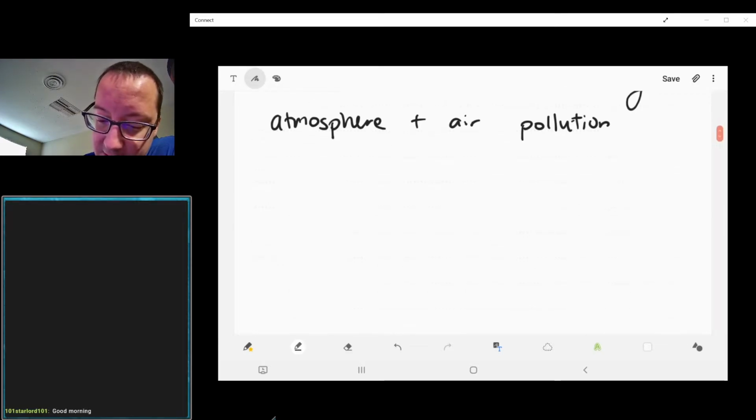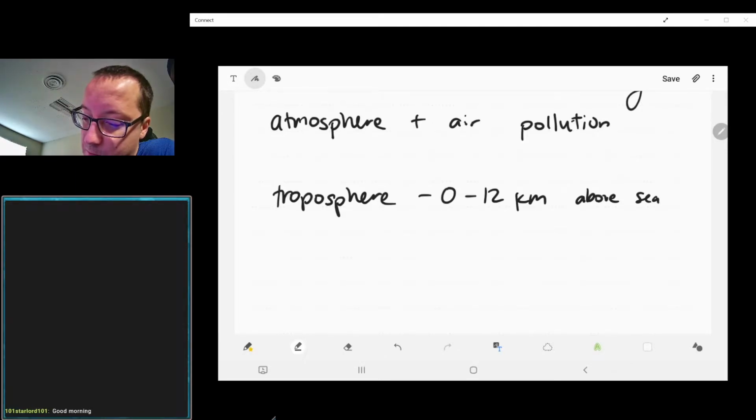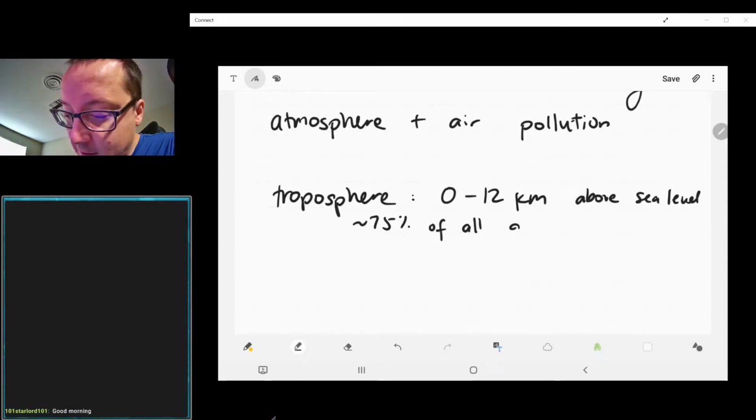There's actually different layers of the atmosphere. We live in the troposphere. That is somewhere between 0 and about 12 kilometers above the Earth's surface. This is where we live. We live in this particular section of the atmosphere. And we're going to see that most of the gas particles in the atmosphere are located in this layer. Roughly about 75% of all gases are here, as well as most of the pressure of the atmosphere.